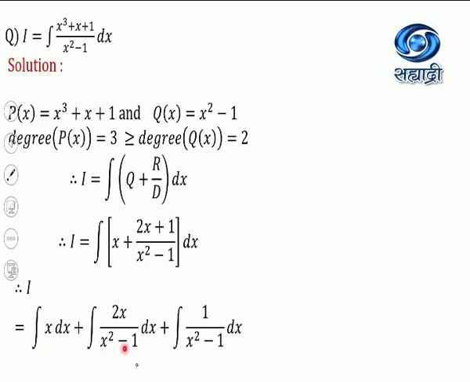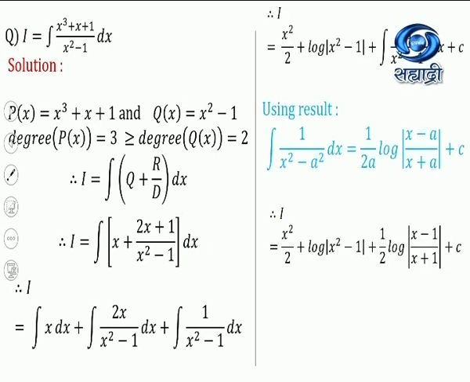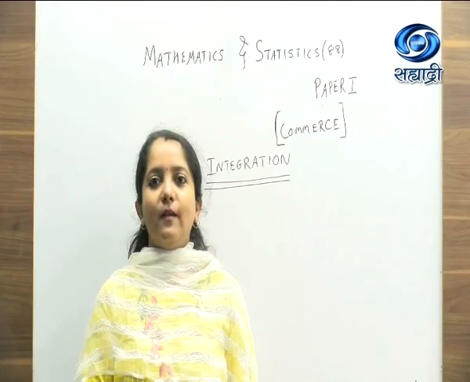So separating, integration x dx plus integration 2x upon x square minus 1 dx plus integration 1 upon x square minus 1 dx. So we get I equal to x square by 2 plus log mod x square minus 1 plus integration 1 upon x square minus 1 square dx. So using the result like in the previous slide, integration 1 upon x square minus a square dx is 1 upon 2a log mod x minus a upon x plus a plus c. So therefore your I becomes x square by 2 plus log mod x square minus 1 plus 1 by 2 log mod x minus 1 upon x plus 1 plus c.